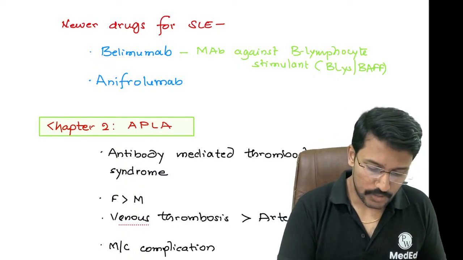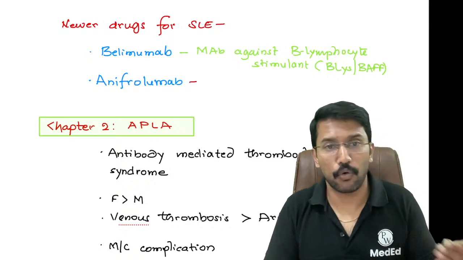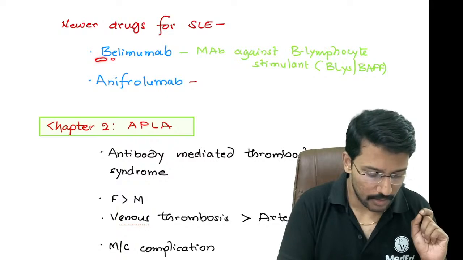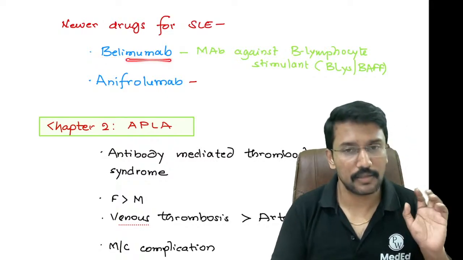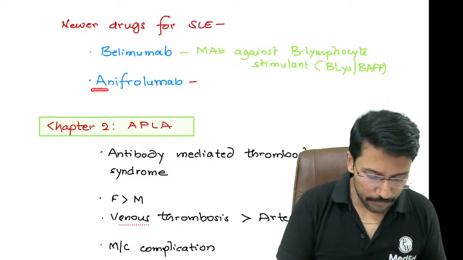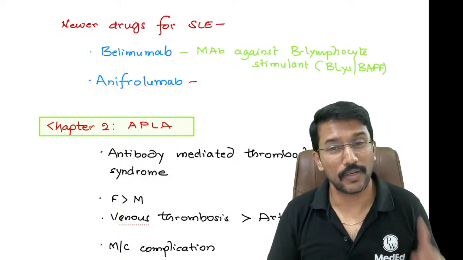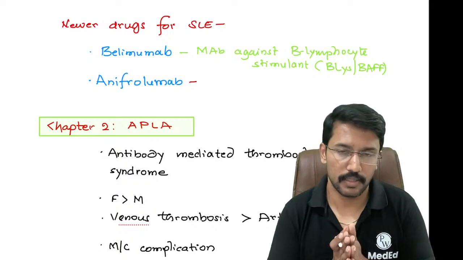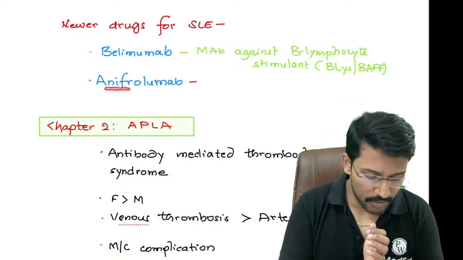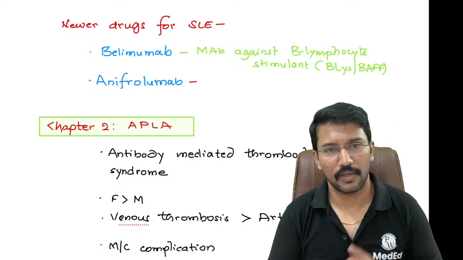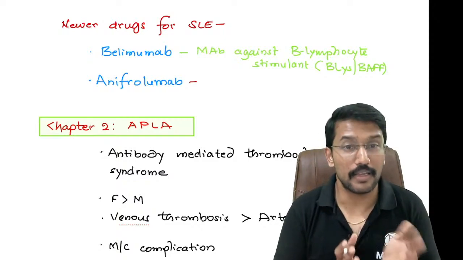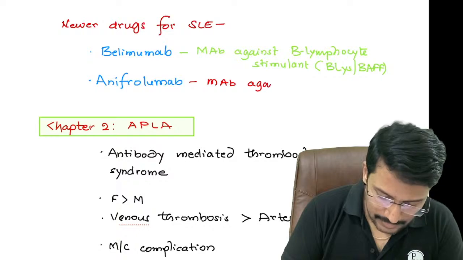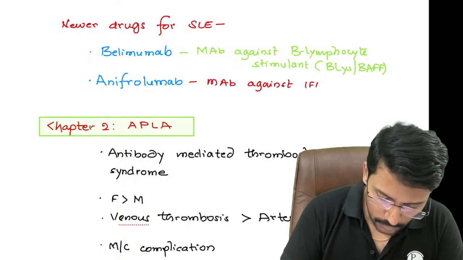And then this is the most latest drug that we have, which is called anifrolumab. See, these drugs are very easy to remember. The name is belimumab, basically B lymphocyte stimulant blocker. Anifrolumab, what is its mechanism of action? What is the principal cytokine involved in the pathogenesis of SLE? It is interferon 1, right? So this is a monoclonal antibody against interferon. Anti-interferon monoclonal antibody, anifrolumab. So it's a monoclonal antibody against interferon 1.